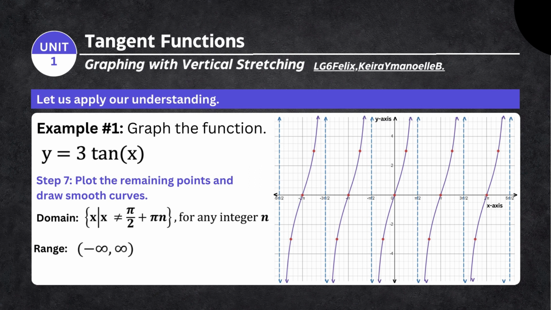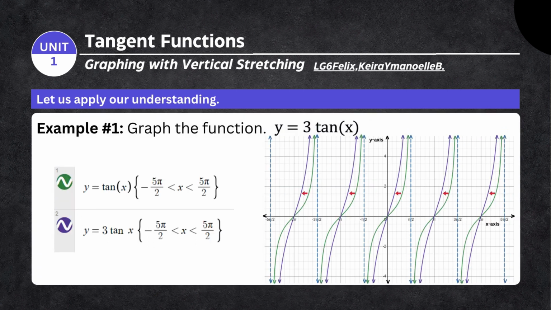As seen on the image, this is the final and completed graph of the function y is equal to 3 times the tangent of the quantity x. I have also given the domain and range of the function, which is x such that x is not equal to pi over 2 plus pi times n for any integer n for the domain, and negative infinity to positive infinity, or simply all real numbers, for the range.